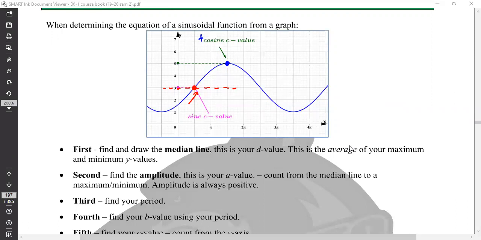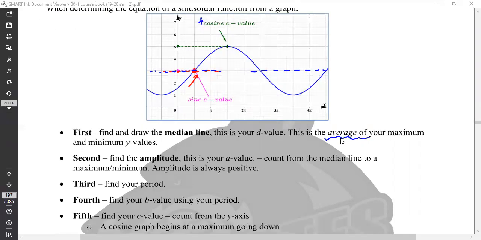Some steps. First, find and draw your median line. So that is your D value. This median line is halfway up this wave, halfway between your maximum and minimum. We're going to come up with this formula for your D value. It's going to be your average of your maximum and minimum values. And that makes sense. If we're trying to find the height of this, it's halfway between this height and this height. How do you find halfway between those two heights? You add them together and divide by 2. You're just finding the average of them.